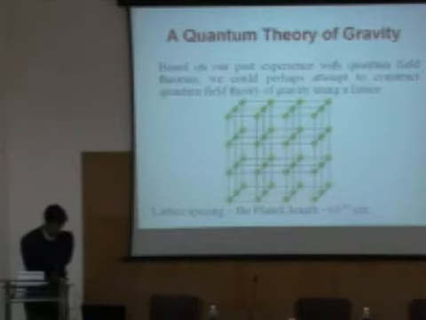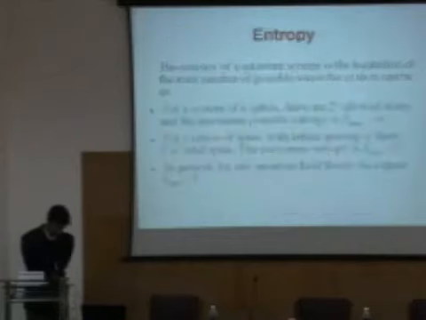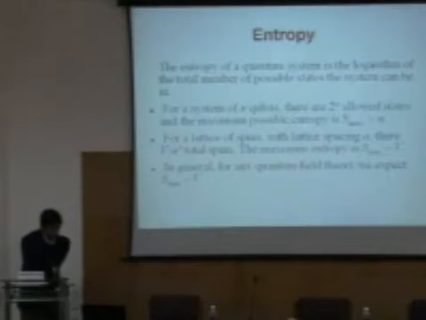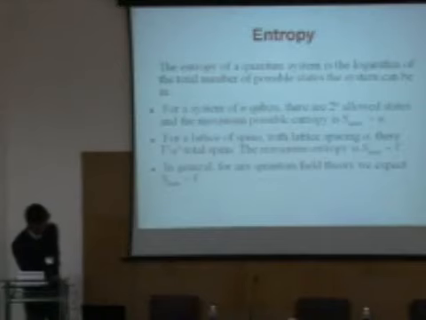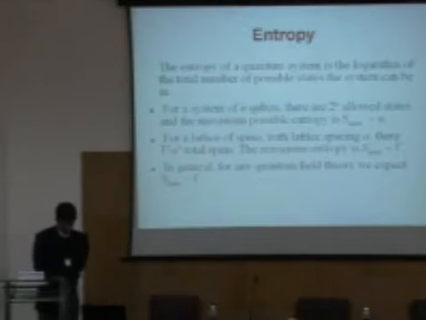And to answer this question, let's recall the definition of entropy. Again, the entropy of a quantum system is the log of the total number of states the system can be in. So say we had n qubits. There are 2 to the n allowed states, so 0 or 1 for each qubit. So the total entropy is log of 2 to the n, which is proportional to n.